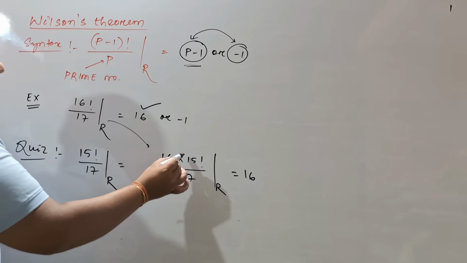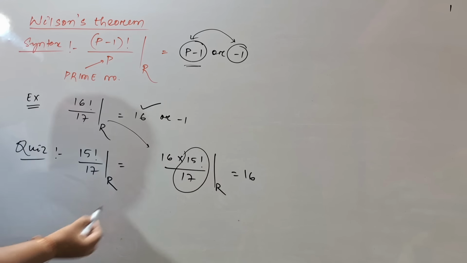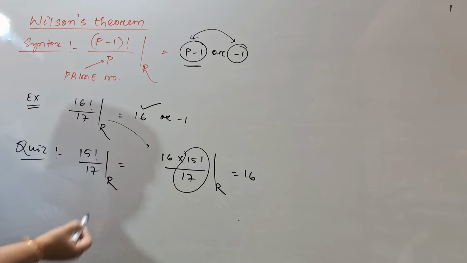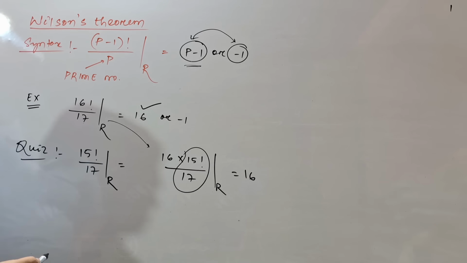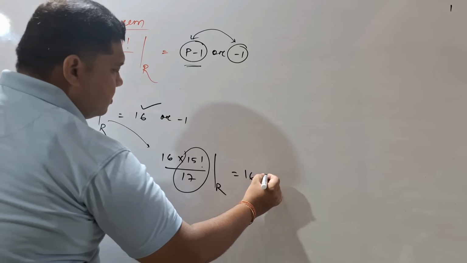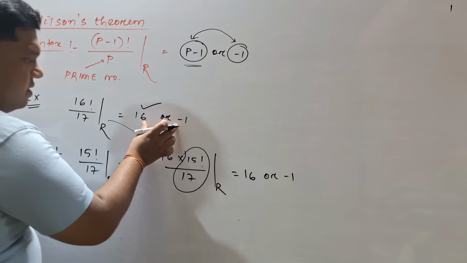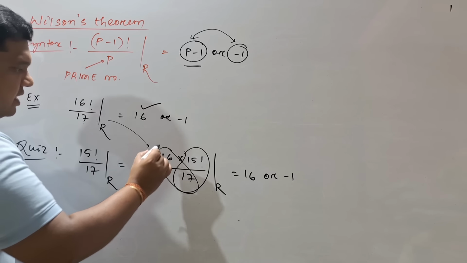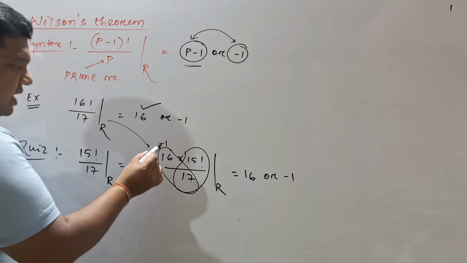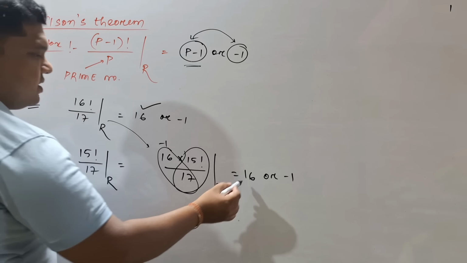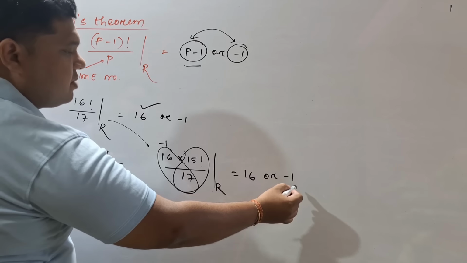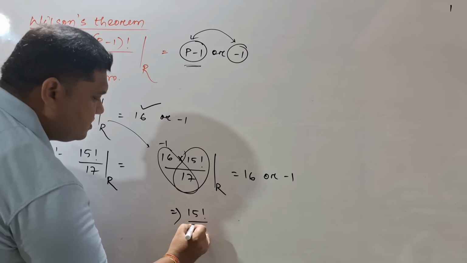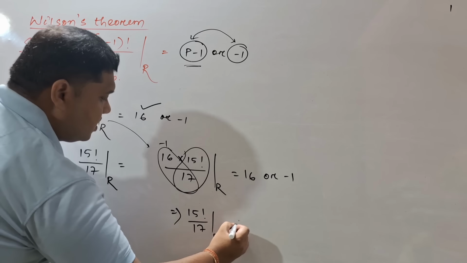Now I need 15 factorial by 17, the remainder of 15 factorial when divided by 17. So I take this 16 to the right hand side. Or you can say this is 16 or minus 1. 16 when divided by 17 has remainder minus 1. If I take this minus 1 to the right hand side, minus 1 by minus 1 is 1. So 15 factorial when divided by 17, the remainder is 1.